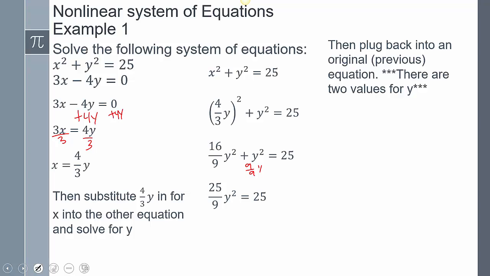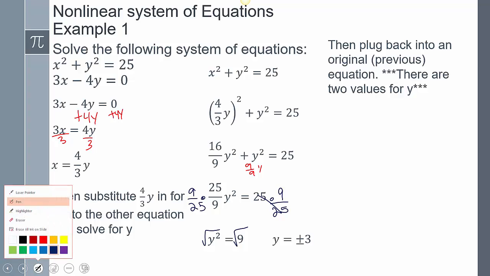Then I want to divide both sides by 25 and multiply both sides by 9. And so the 25's cancel out, and you're going to get y squared equals 9. Now, square rooting both sides, you're going to get y equals plus or minus 3.